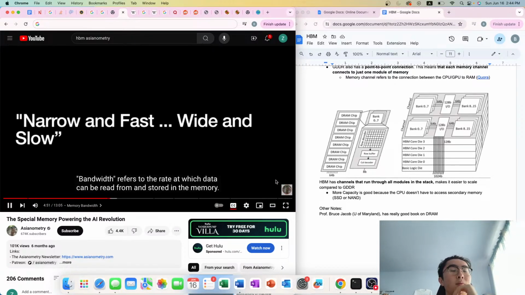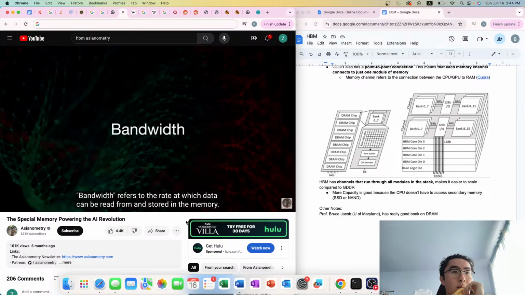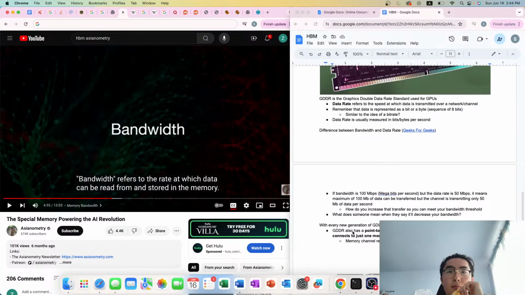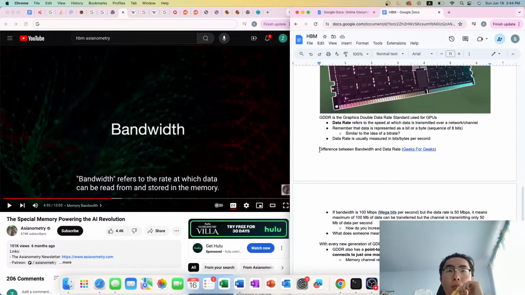Bandwidth. Bandwidth refers to the rate at which data can be read from and stored in the memory.